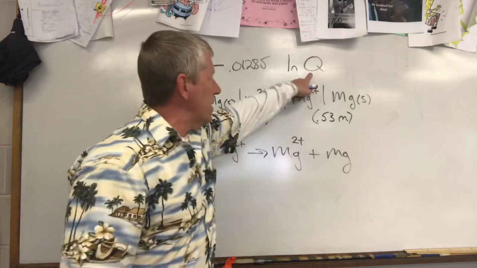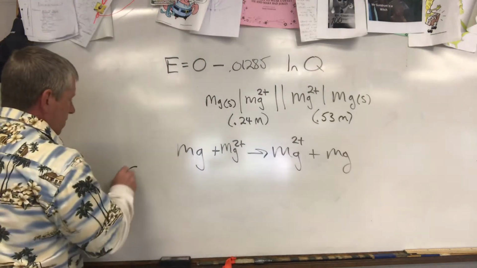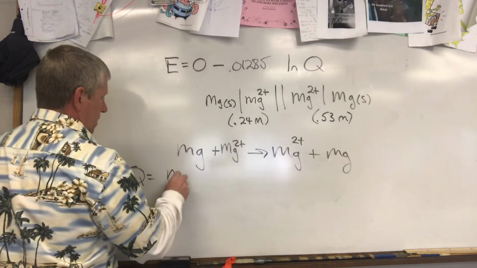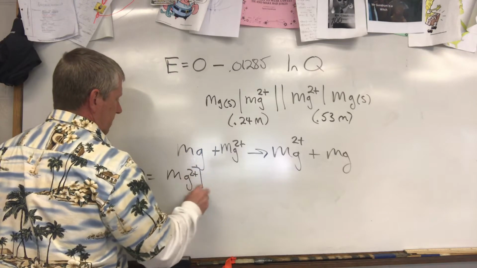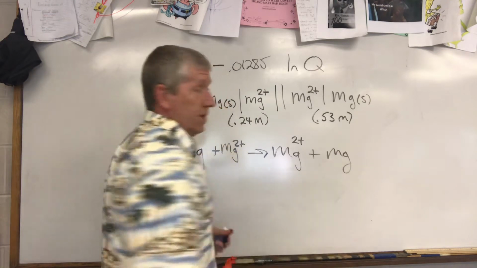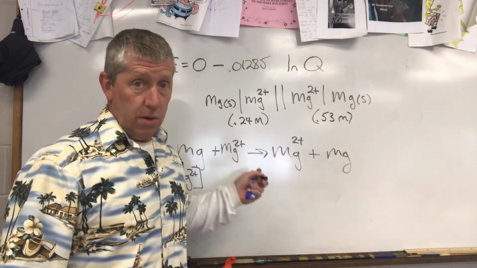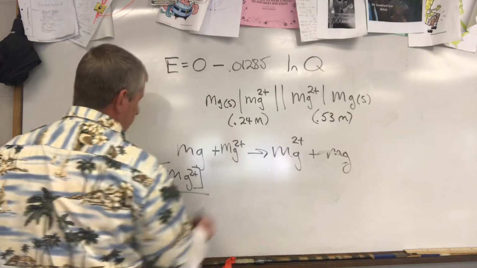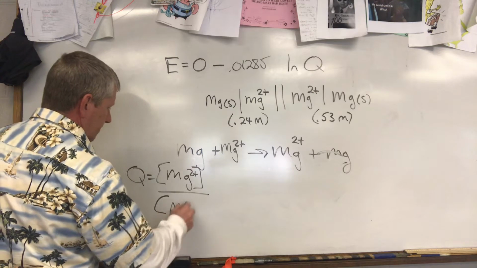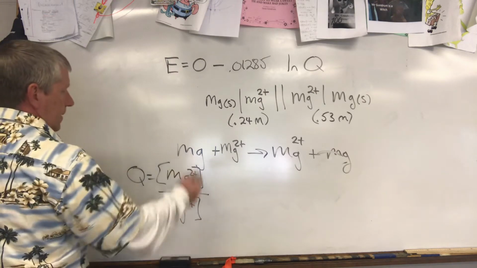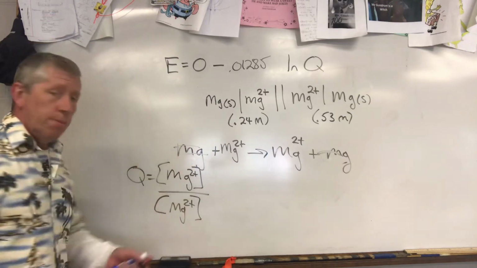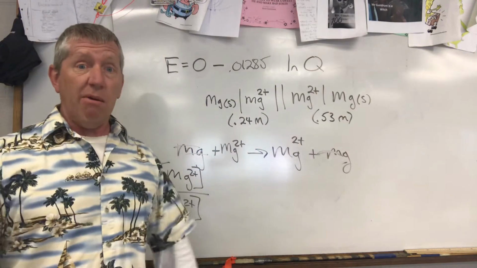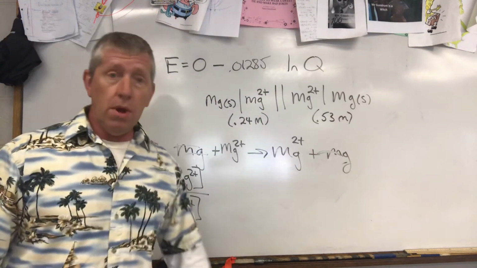Well, what would my Q expression look like then? Q is products, so the concentration of Mg2 positive. Put in the Mg solid, right? No, it doesn't go in the Q or K expression. So no, don't need it. Over Mg2 positive ion in solution times that Mg, again, doesn't go in because it's solid. So it's Mg2 positive over Mg2 positive. Oh, well, that just cancels out. That becomes a 1, and we'll do the math. No, no.